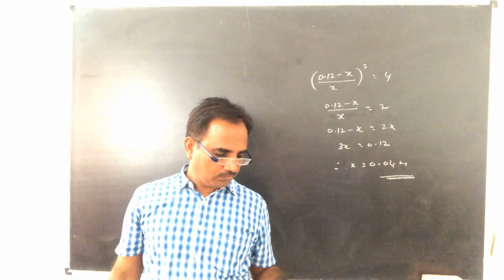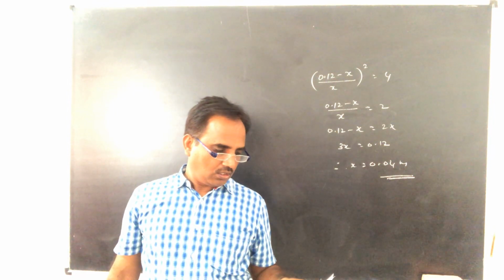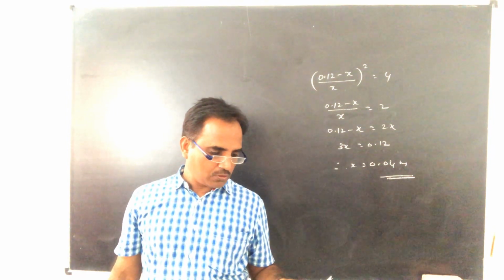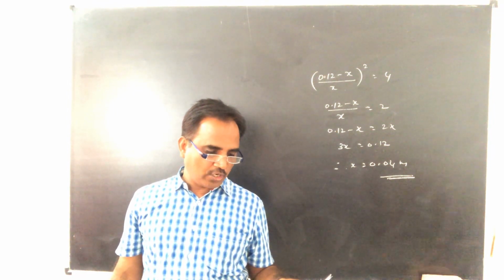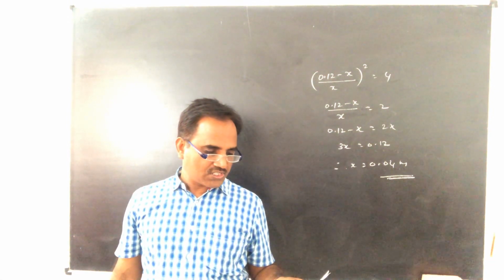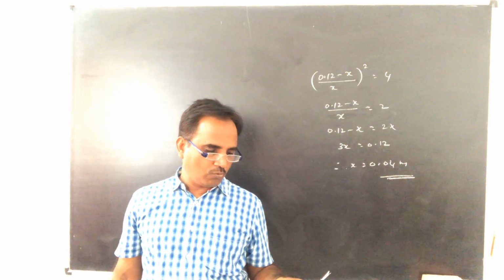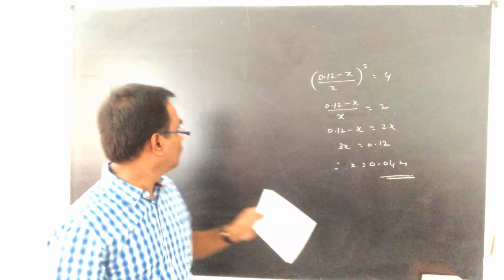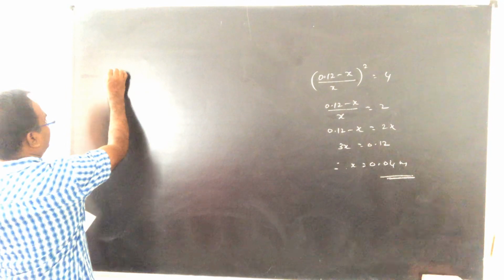Here is another problem. A charge Q is placed at the center of the line joining two equal charges plus Q. If the system of three charges is in equilibrium, what is the value of this Q? The question is like this.